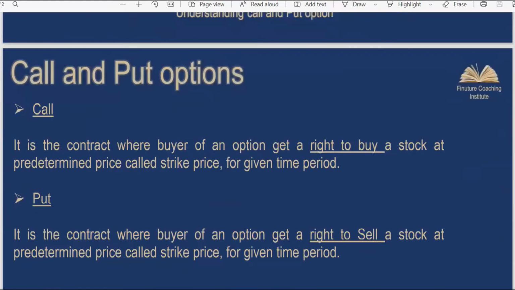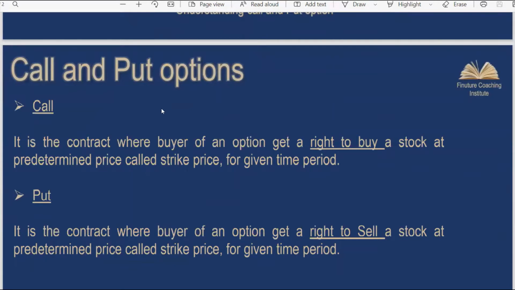So let's look at the definition of call and put options. Basically, a call option is a contract that gives the buyer of an option a right to buy a certain security at a predetermined price, and this right that you get is for a certain time period. Similarly, a put option is a contract wherein the buyer of an option gets a right to sell a stock at a predetermined price, called the strike price, for a given time window.